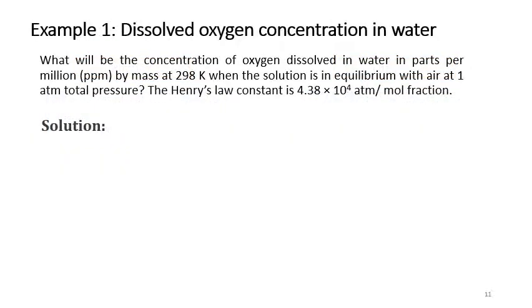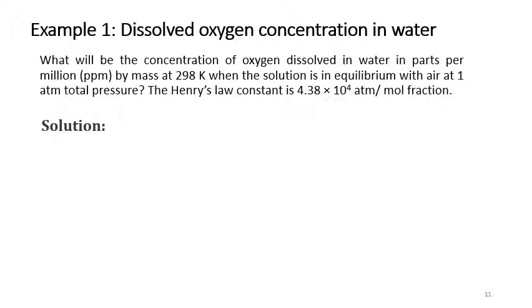Okay, so let's go on to our first example, dissolved oxygen concentration in water. This is essentially a revision of your material balance knowledge using Henry's law. So let's see the question. What will be the concentration of oxygen dissolved in water in parts per million by mass, ppm by mass, at 298 K, essentially 25 degrees Celsius, when the solution is in equilibrium with air at 1 atm total pressure?